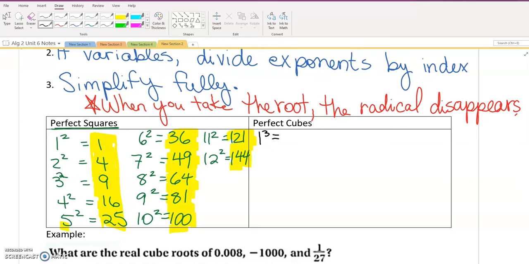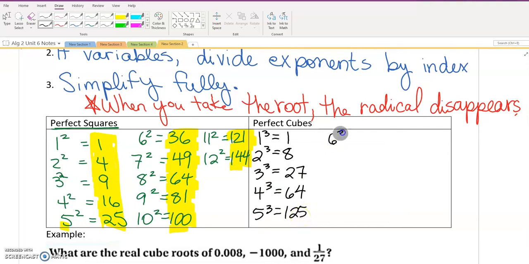I enjoy 1 cubed. 1 cubed is 1, because 1 times 1 times 1 is 1. Alright, 2 cubed is 8. 3 cubed is 27. 4 cubed is 64. 5 cubed is 125.